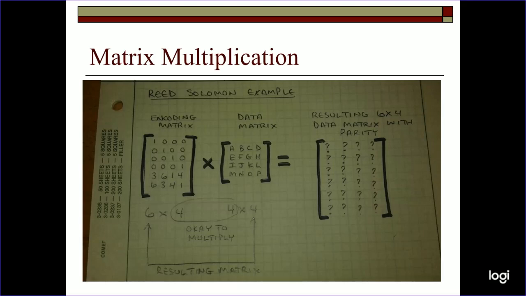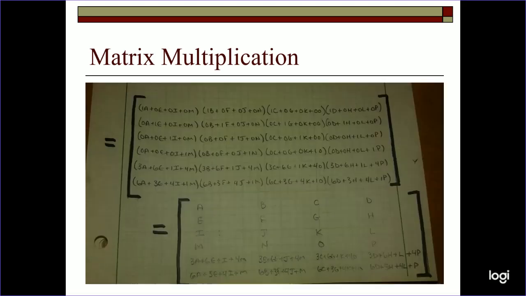I can only multiply an encoding matrix by a data matrix as long as those two interior numbers are equal. So even though this matrix is larger, it can be multiplied by this. This is a 6 in this direction and a 4 in that direction, and this is a 4 in this direction and 4 in that direction. As long as the two interior numbers match, we're okay. We end up with a resulting matrix. I think I might have done this. Yeah, there it is. That's what the chaos looks like when you're done.